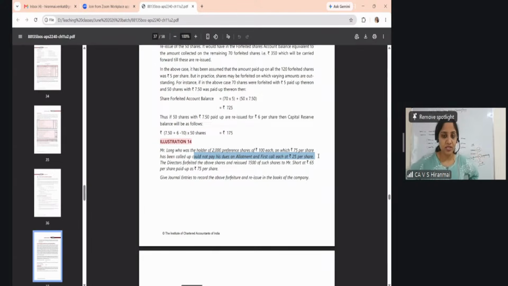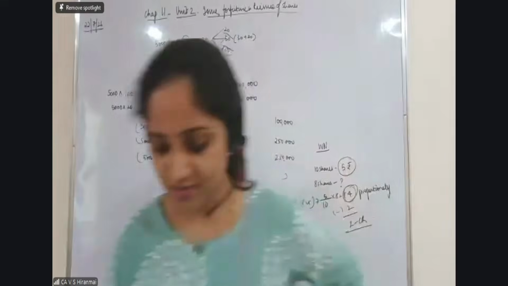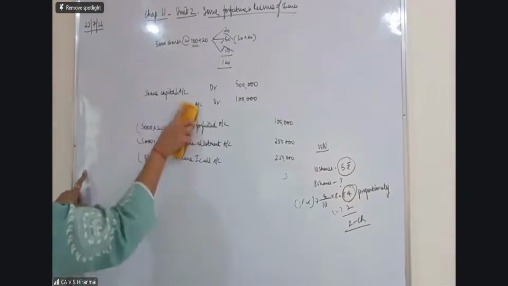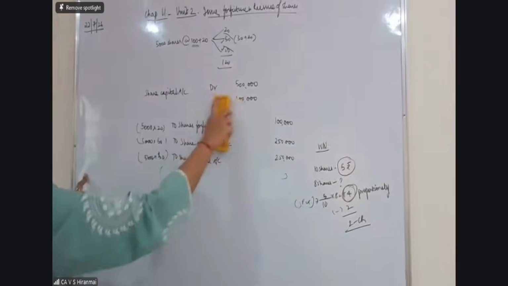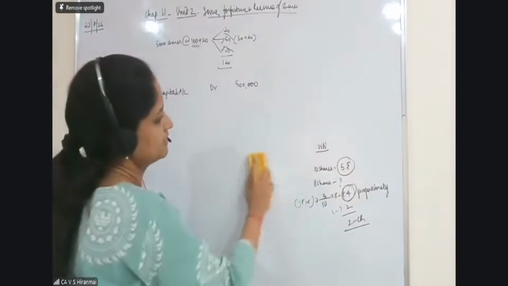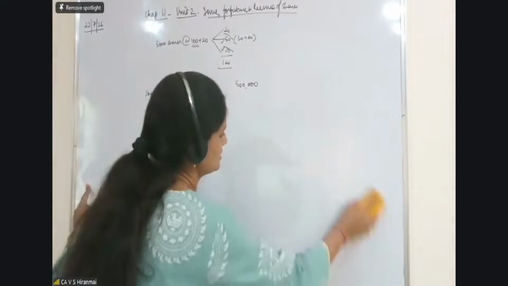Now the directors forfeited the above shares. They forfeited 2000 shares, but reissued only 1500 of such shares to Mr. Short at 65 rupees per share, at 75 per share. So please give the journal entries. So the first thing is illustration number 14. It will be preference share capital, two shares forfeited, two calls in arrears. That Mr. Long, Mr. Short.